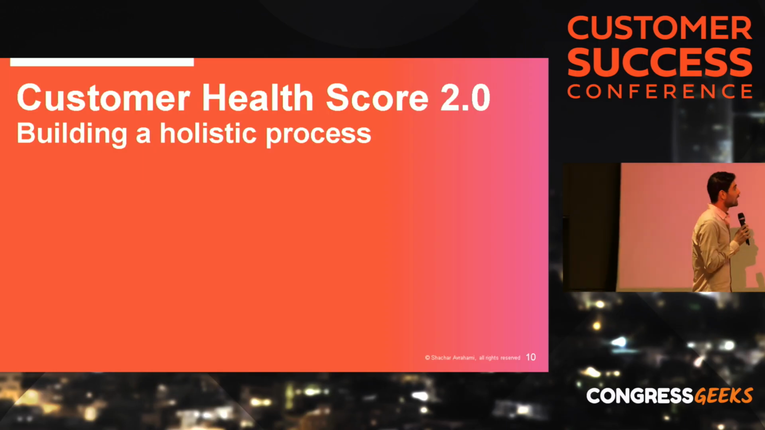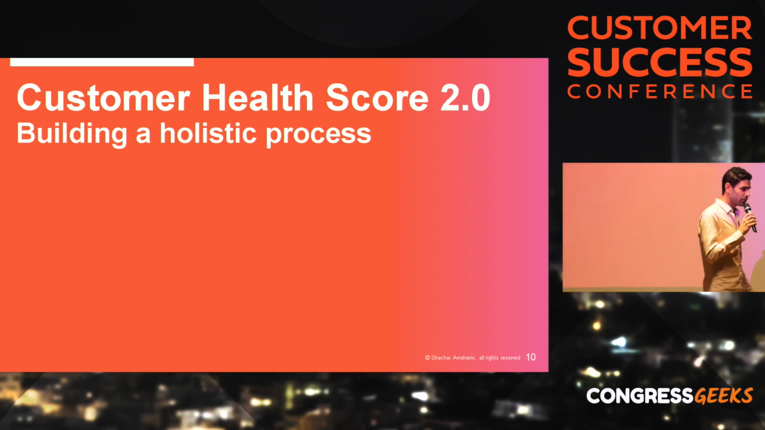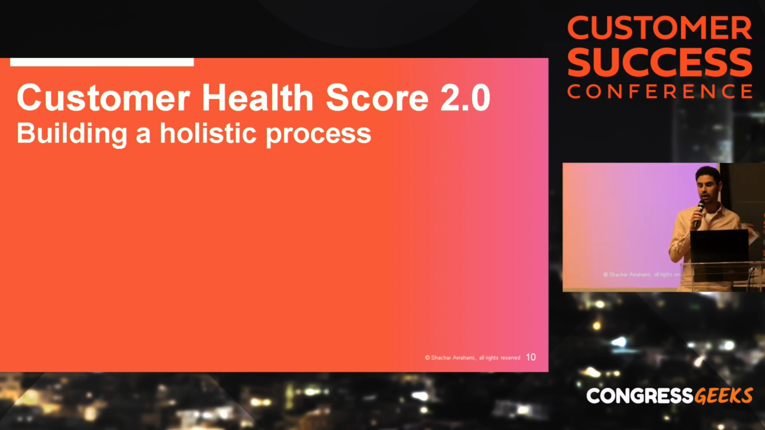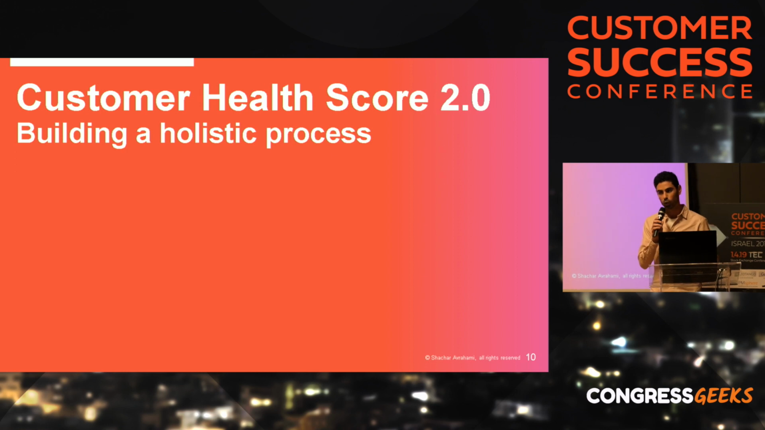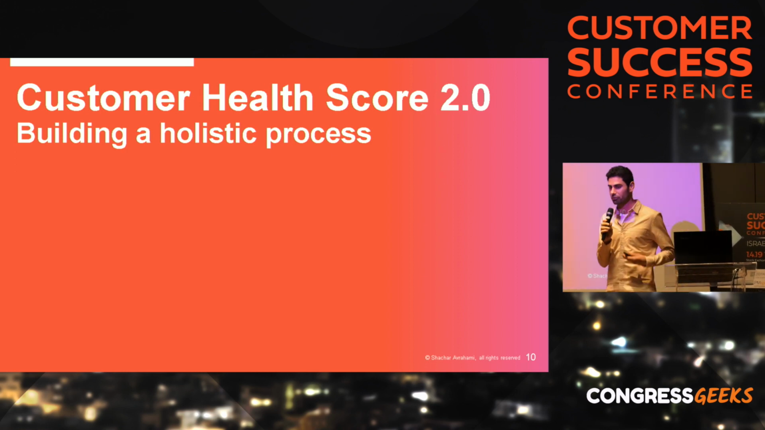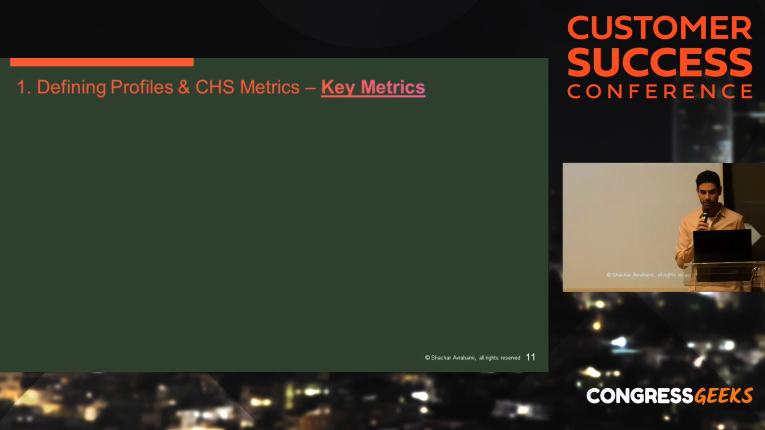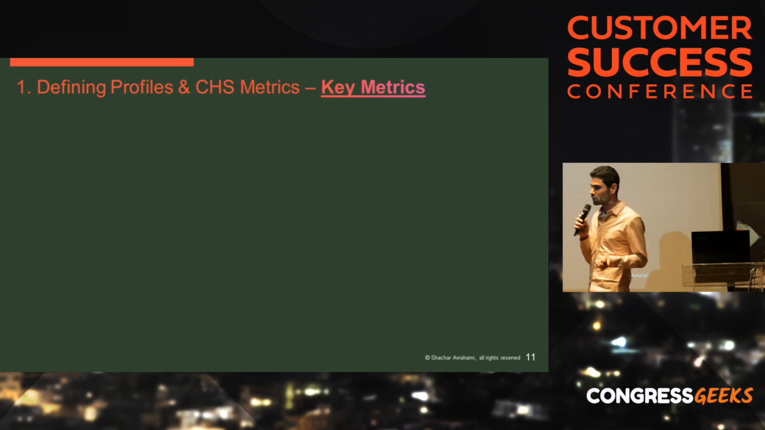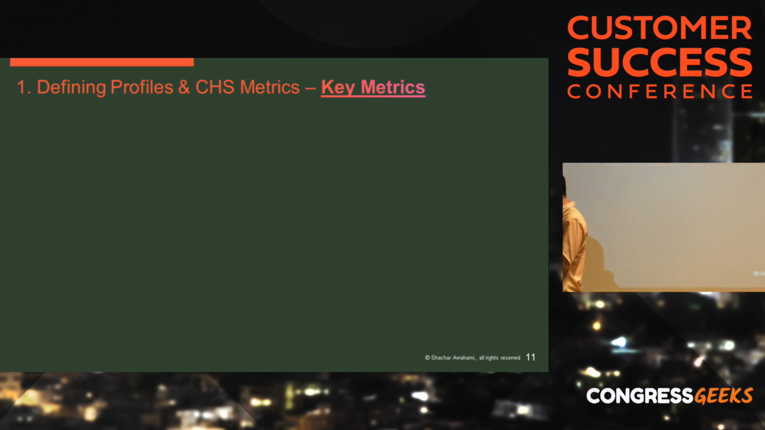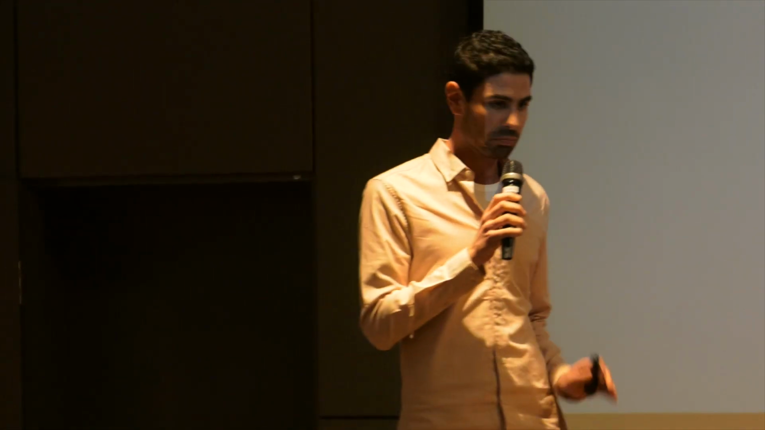When we built the second version, we created a holistic process that we kept doing on every iteration and every version of the customer health score, and I'm going to share with you the process. I'm going to focus on some steps more than the others. So first one, you need to define the profiles. Do you want to measure onboarding and ongoing separately? Do you want to measure it based on different packages, based on different products? All is okay. You need to find the profiles that are relevant to your team.